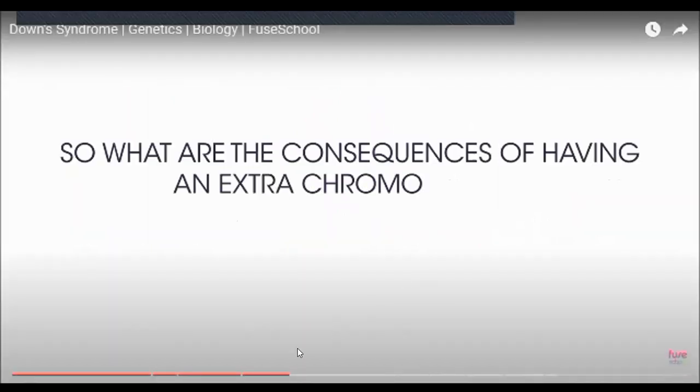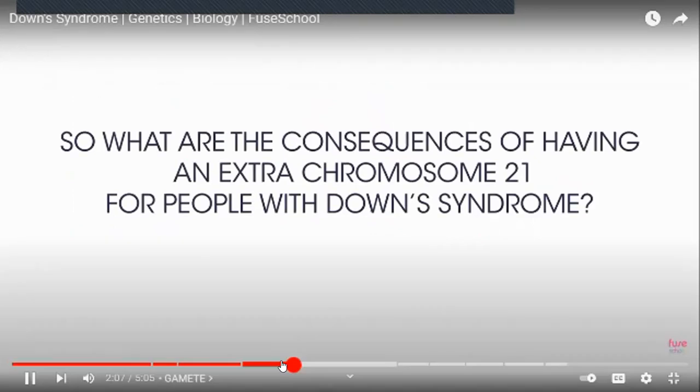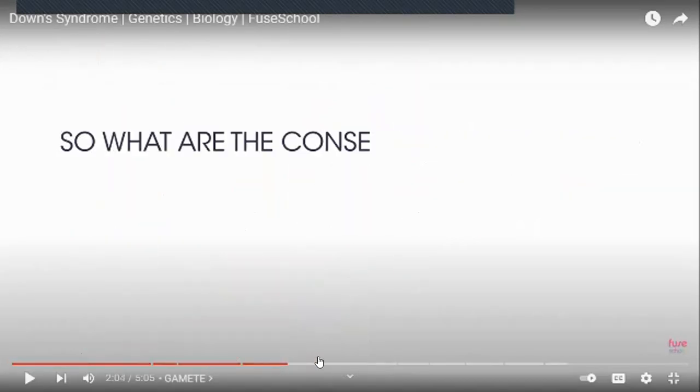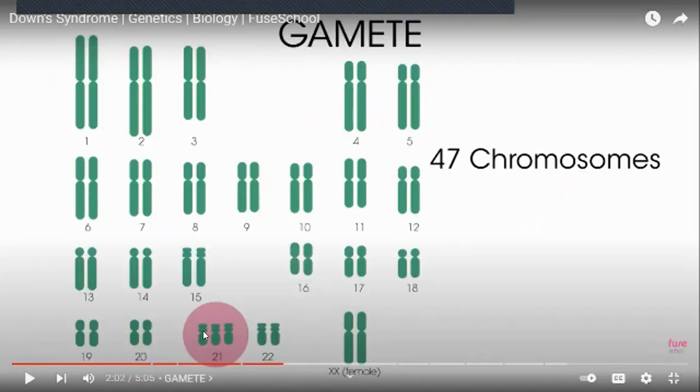So what are the consequences of having an extra chromosome? Here, as you see, there is an extra chromosome in pair number 21. In this case, the total number of chromosomes will not be 46, it will be 47.